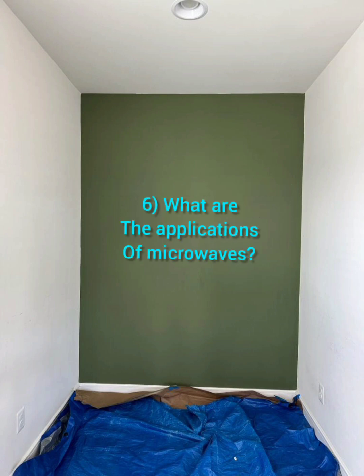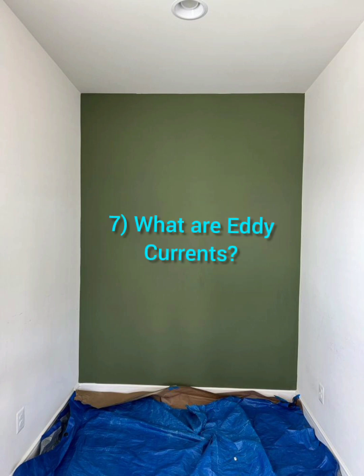6. Microwaves are widely used in radar because of their small wavelengths. Microwaves are used in microwave ovens because the frequency of microwaves is nearly equal to the resonant frequency of water molecules. 7. When large pieces of conductors are subjected to changing magnetic flux, current is induced in them.